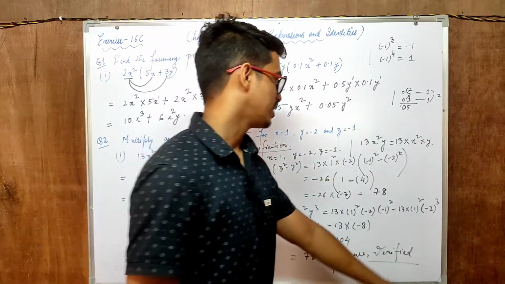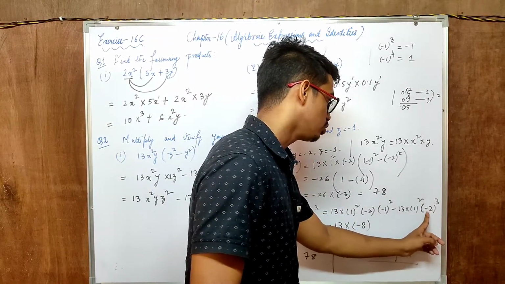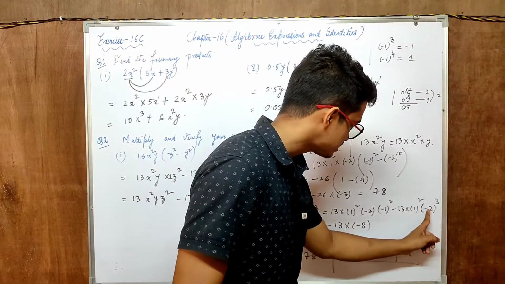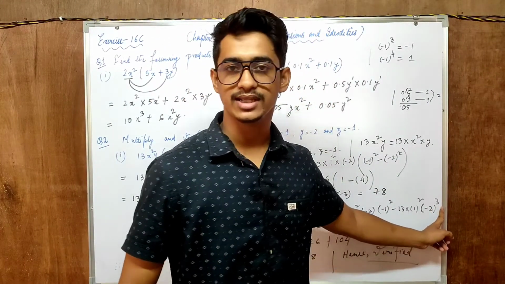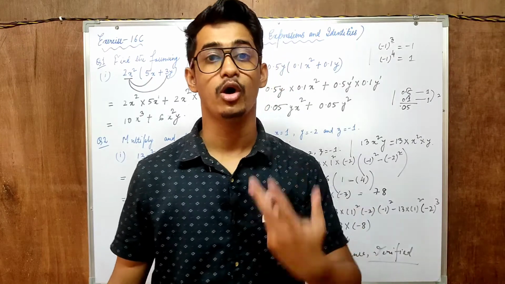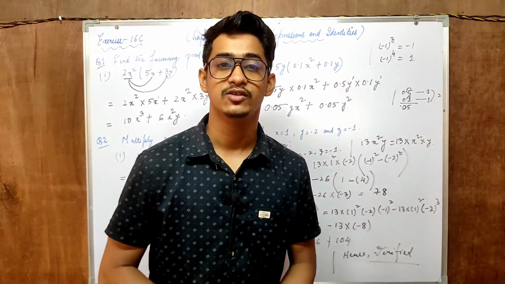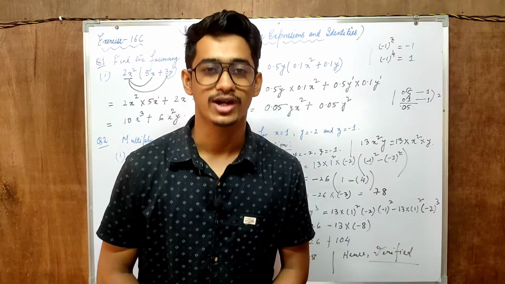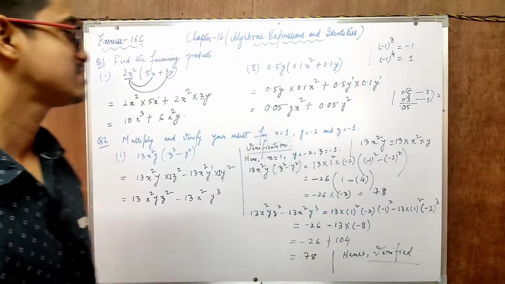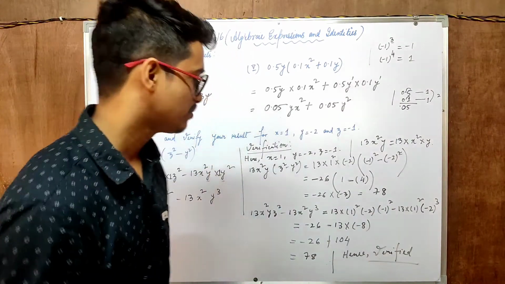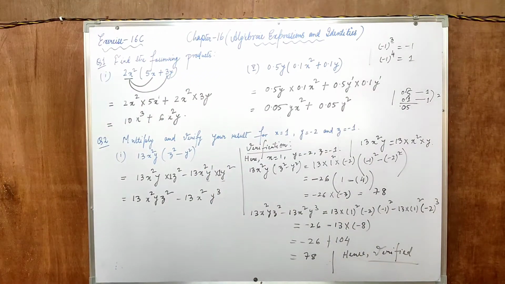After that, how to know whether in the result minus will come or plus will come? Minus is there, and what number is associated in the power? That is an odd number. So clearly I know that when an odd number is there, then it will become negative. That's about it, and that is the net result, and 78 both get matched up, and hence it is verified.